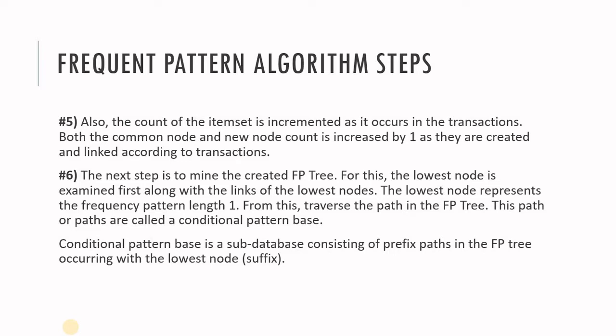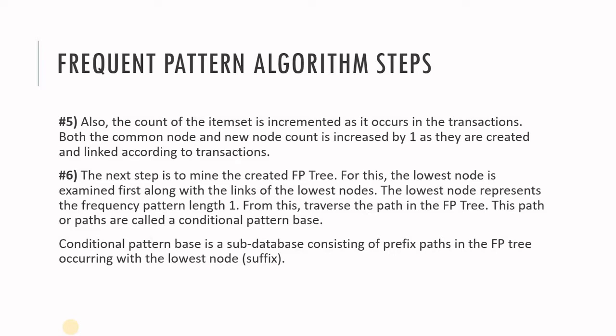The next step is to mine the created FP tree. For this, the lowest node is examined first along with the link of the lowest node. The lowest node represents the frequency pattern of length 1. From this, traverse the path in the FP tree. So this path or paths are called the conditional pattern base, and the conditional pattern base is a sub database consisting of prefix paths in the FP tree occurring with the lowest node.